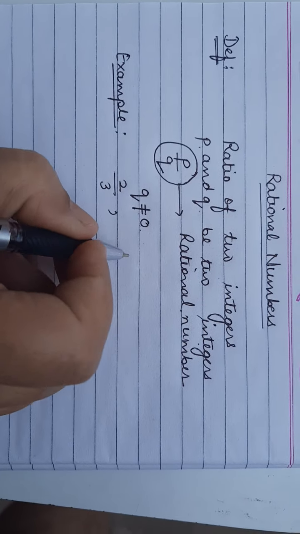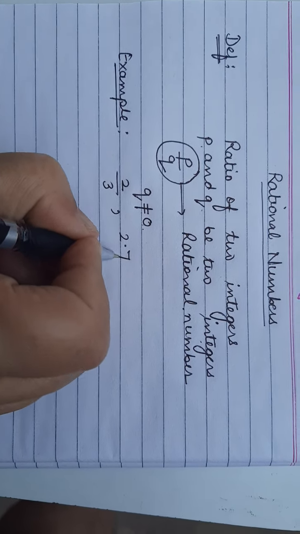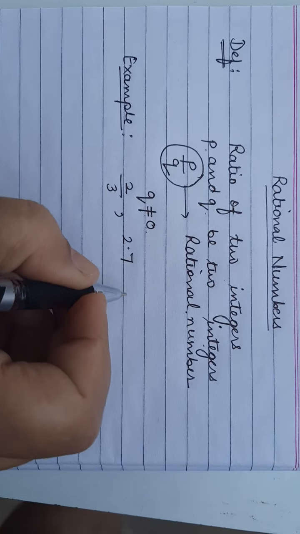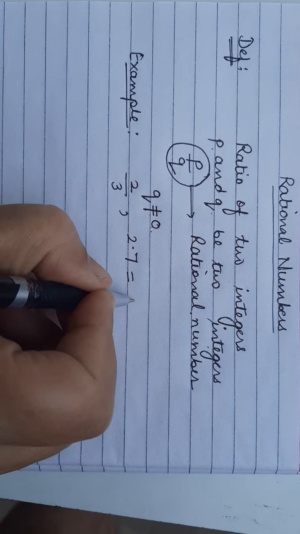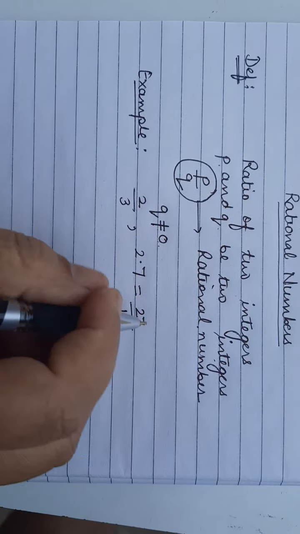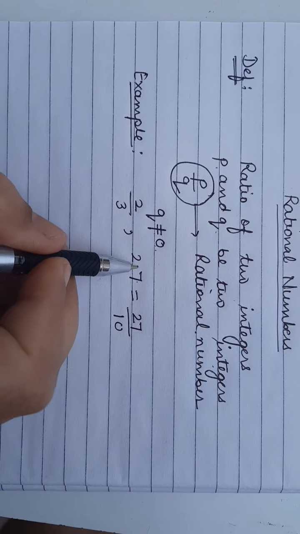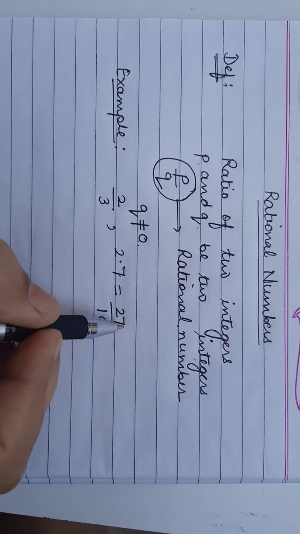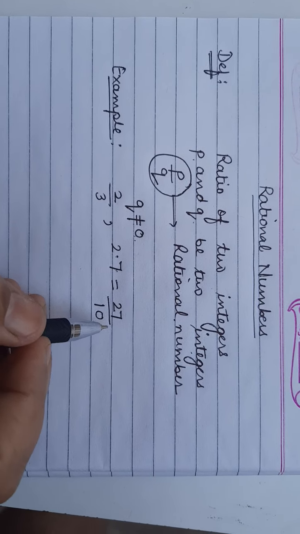Let us take another example like 2.7. 2.7 is also a rational number because we can express it as 27 over 10, because there is one digit after the decimal. So it becomes 27 by 10, which is a rational number.